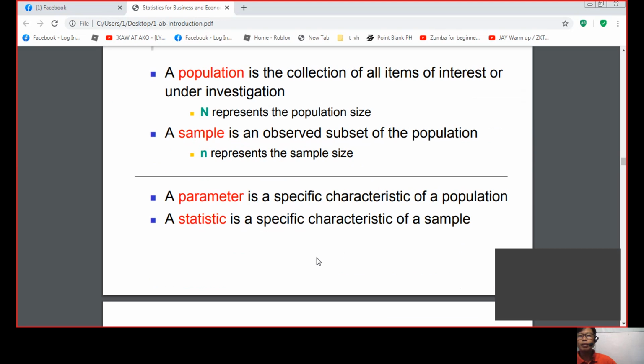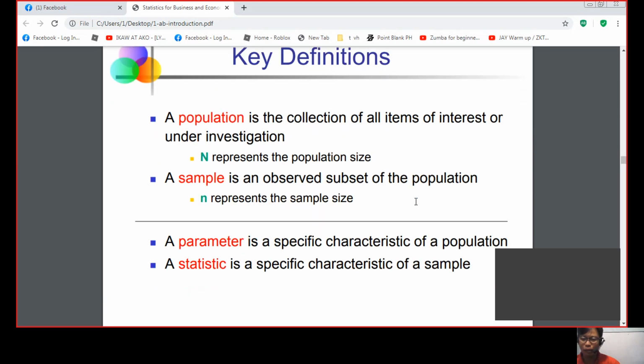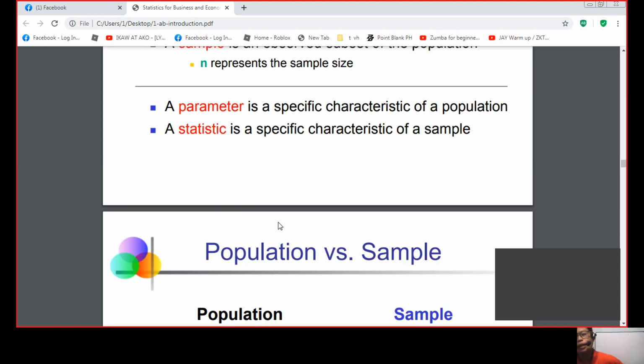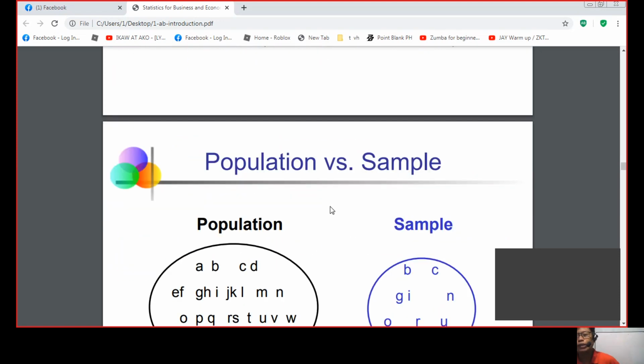Okay, now, a parameter is a specific characteristic of population. So balik tayo sa dati. Parameter is for population, while statistics is for sample. Okay, so hindi pwedeng statistics ng population. No, it's a parameter of a population and a statistic of a sample. Okay, so I think we're clear on that. Kahit kayo na una-una pang slide. Okay, now, population versus sample.